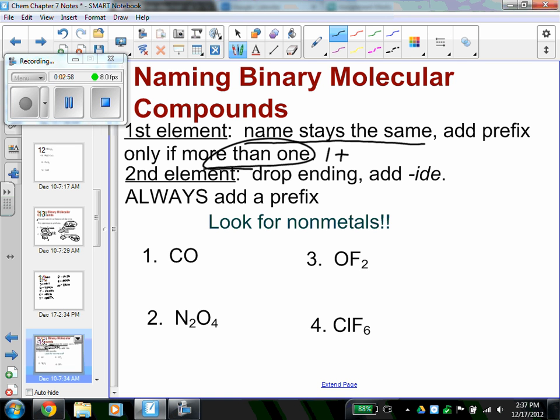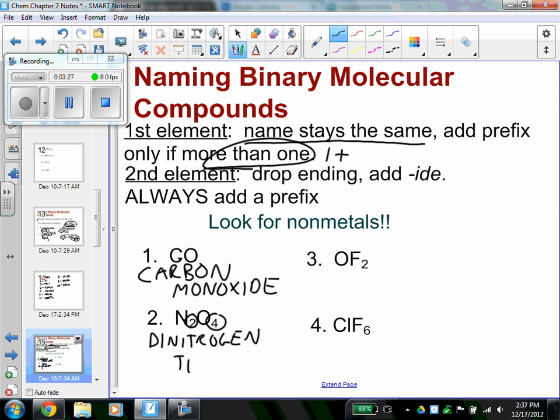So if we take a look at this one, this one's name is carbon. Notice I'm not calling it monocarbon because for the first substance, only if it's more than one do you add the prefix. This is only one, so it's just carbon. And I always add a prefix on the second one, so it's carbon monoxide. Taking a look at this one right here, there's 2 of these, so it's di-nitrogen. And there's 4 of them here, so it's tetroxide.